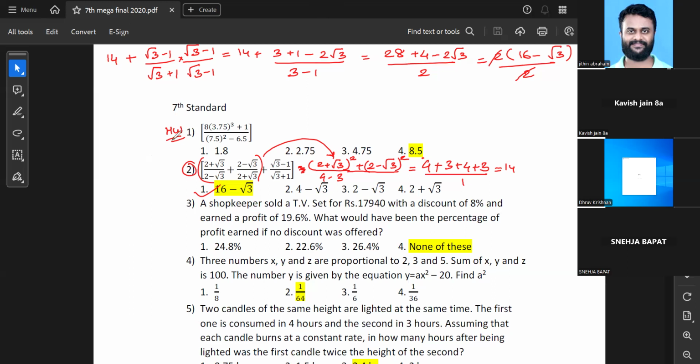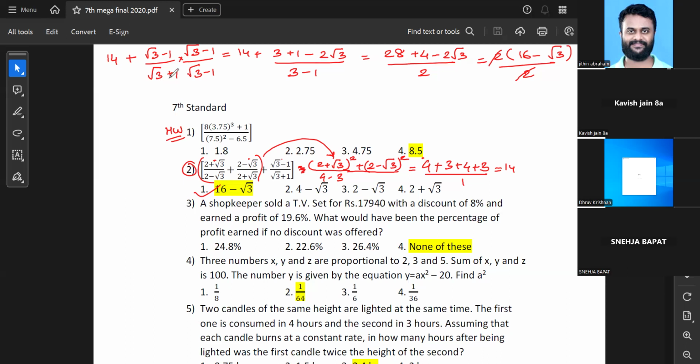Okay. First of all, starting from here, we have three terms: term 1, term 2, term 3. The first two terms, when I calculated first, gave the answer 14. Now I'm going to add this 14 with the third term, which is root 3 minus 1 upon root 3 plus 1. That's what I've written over here. So far so clear? Everyone? Yes, sir.